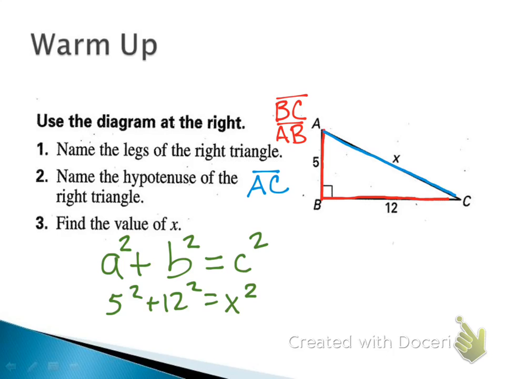If you have a calculator, great. If not, I can help you through the calculations. This is the only calculation we're doing today, so I don't mind giving you a hand. When you square 5, you get 25. When you square 12, you get 144. When you add those together, you get 169.